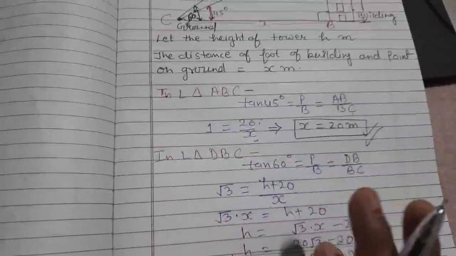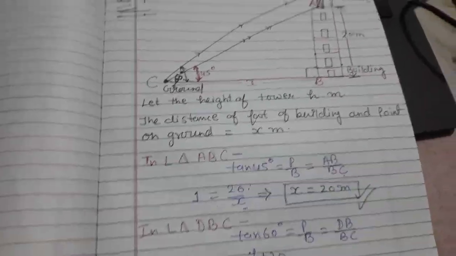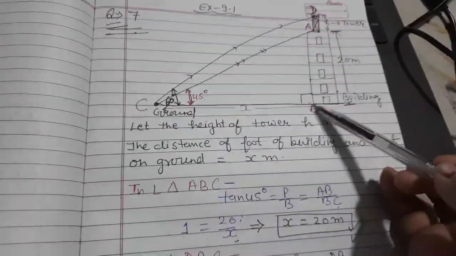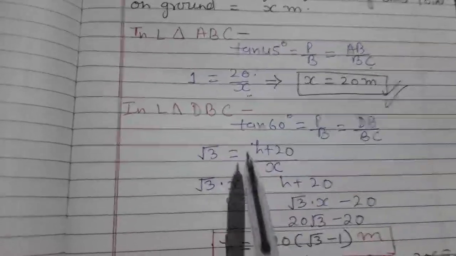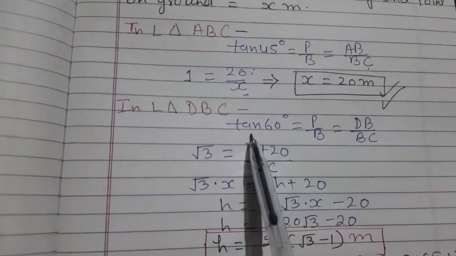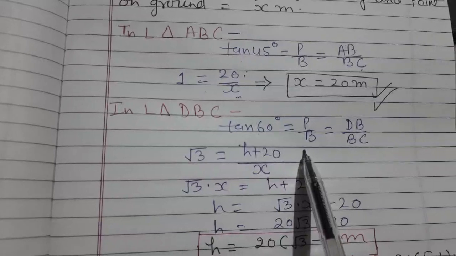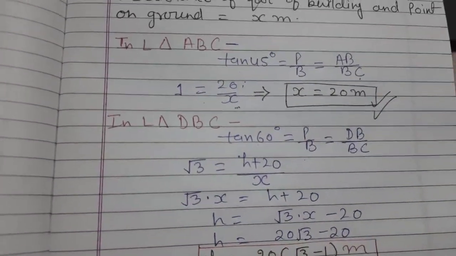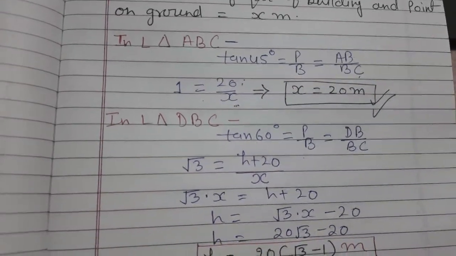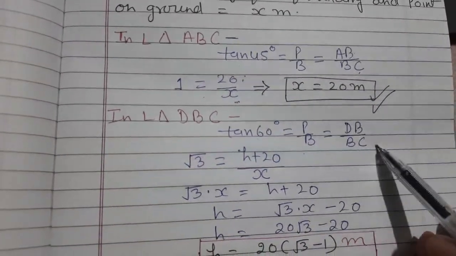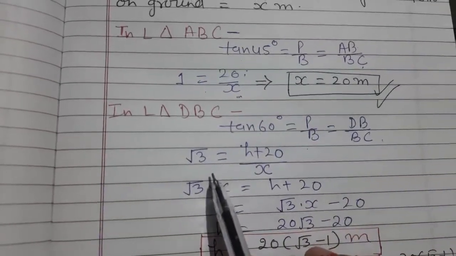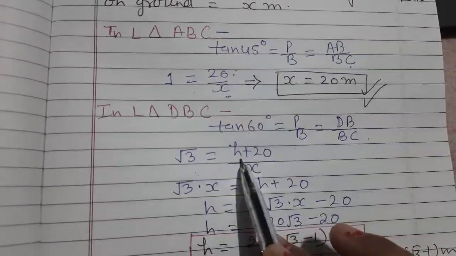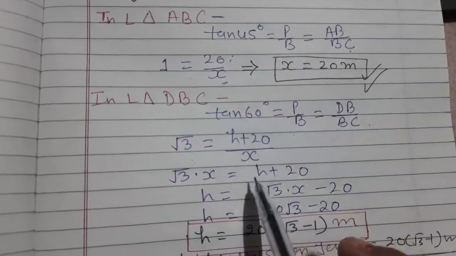Okay, now let's move to the top angle where the angle of elevation is 60 degree. So now we are taking the triangle DBC. So tan 60 degree is equal to perpendicular upon base. Now in this case perpendicular will be the complete height, which means tower's height plus building height. Base will remain the same, BC. Tan 60 is root 3, equal to h plus 20, tower height plus building height, upon BC, which is x.